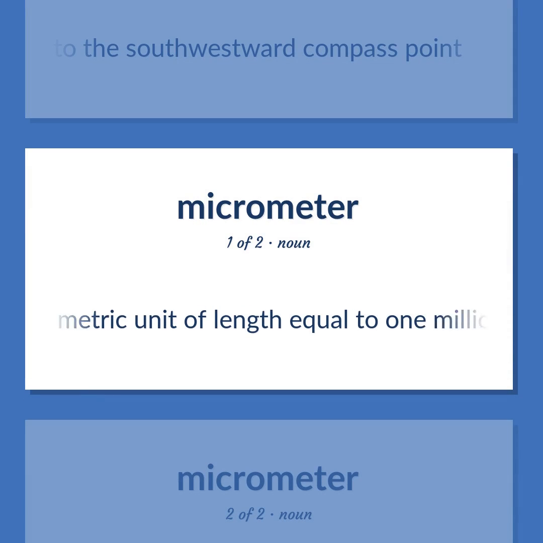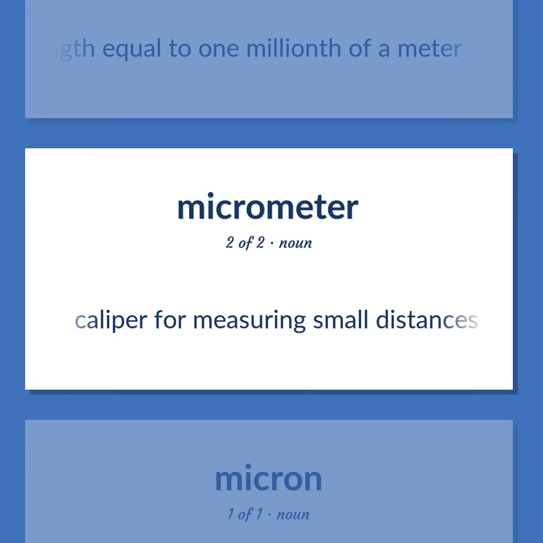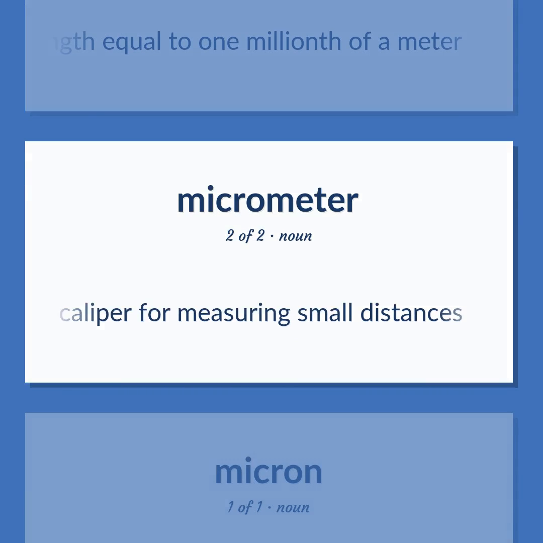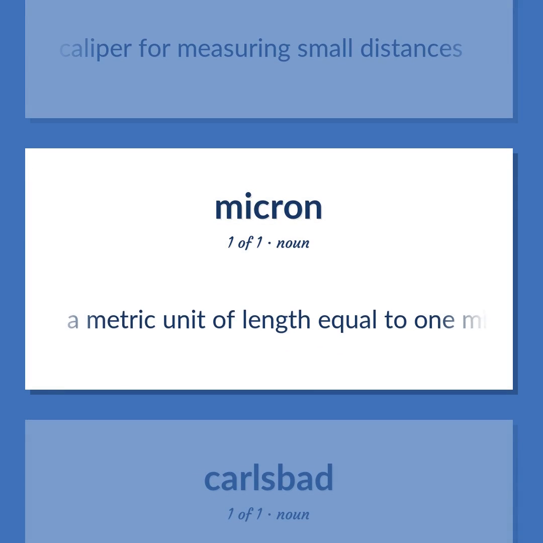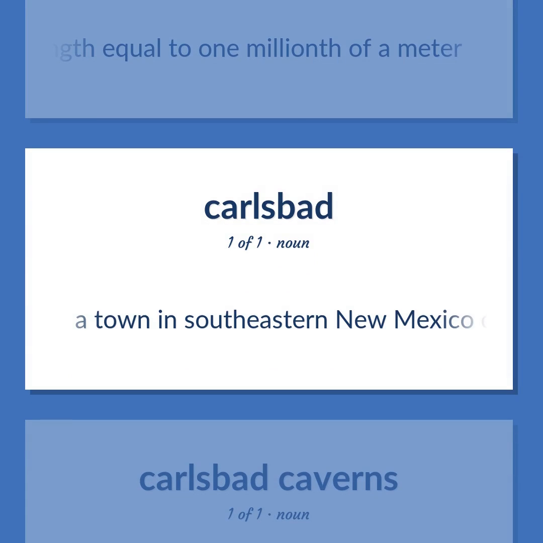A metric unit of length equal to 1/1000000th of a meter. Caliper for measuring small distances. A metric unit of length equal to 1/1000000th of a meter. A town in southeastern New Mexico on the Pecos River near the Mexican border, potash deposits.